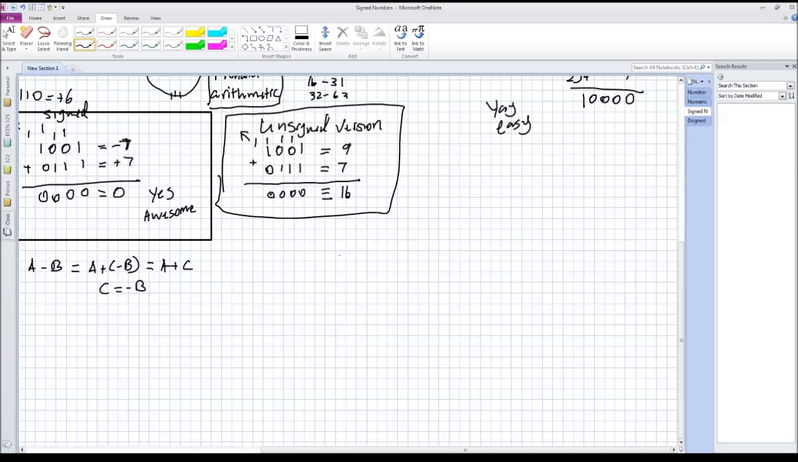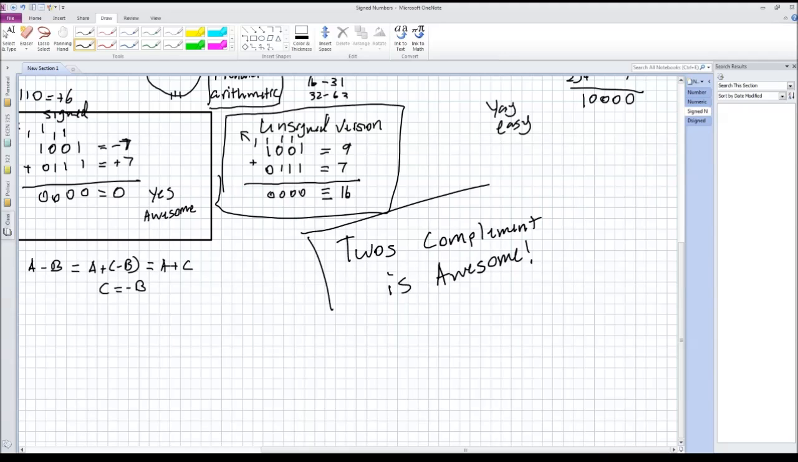So, moral of the story is 2's complement is awesome. And it's really no different, or you will at least not treat it any differently than unsigned integers, other than when you want to convert between the positive form and the negative form.